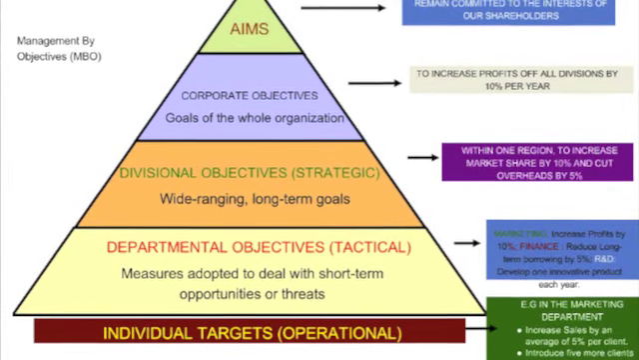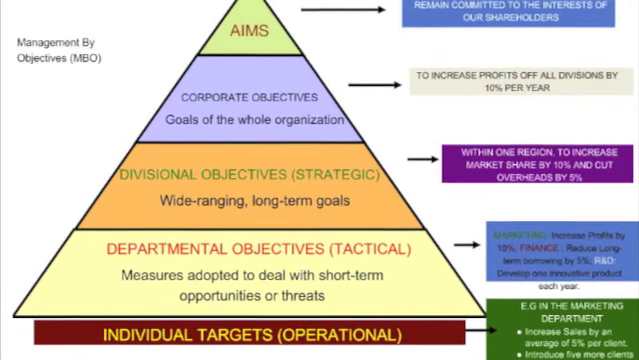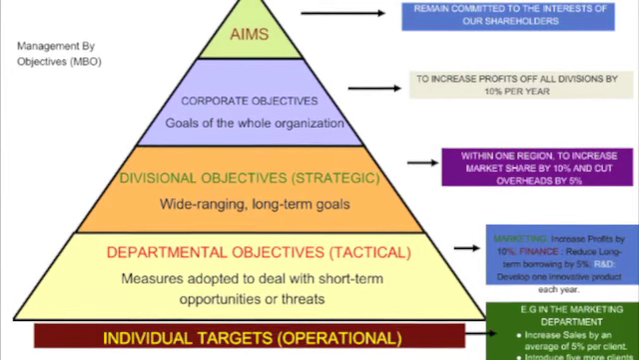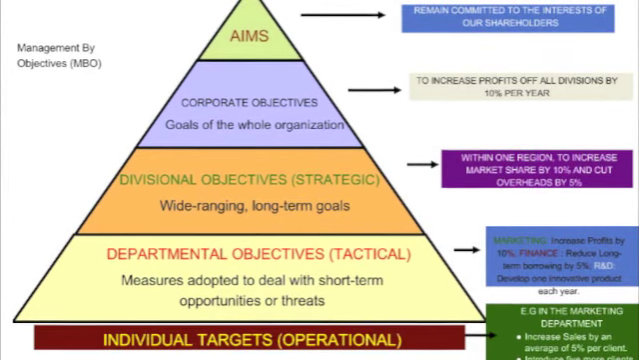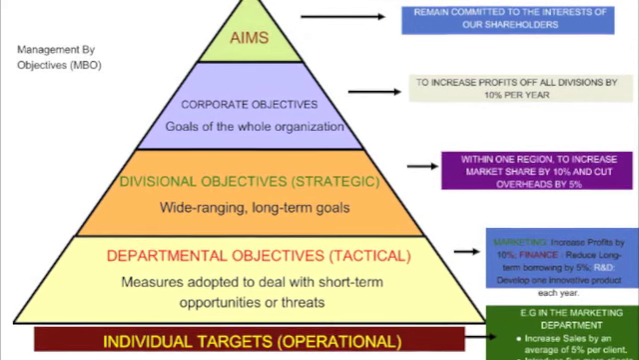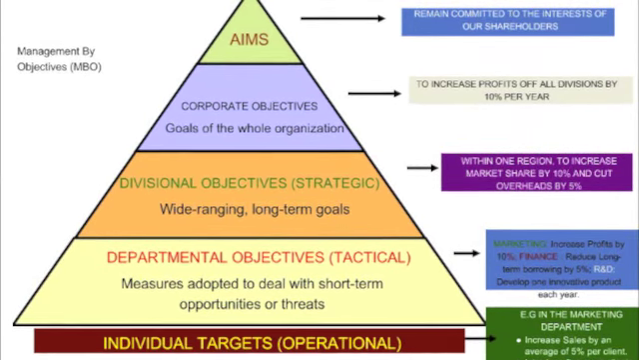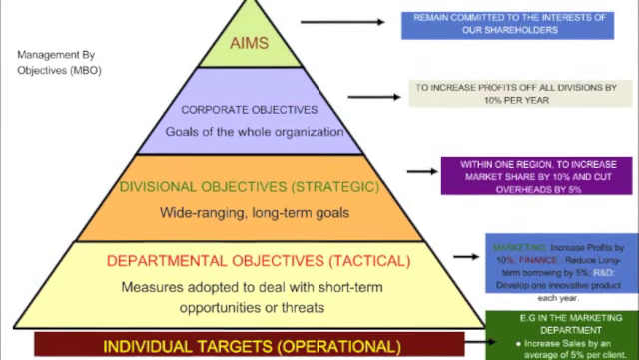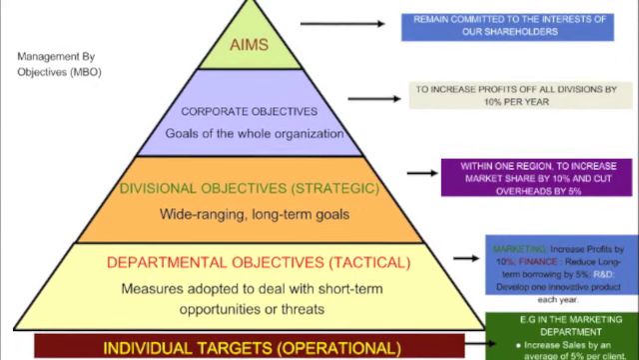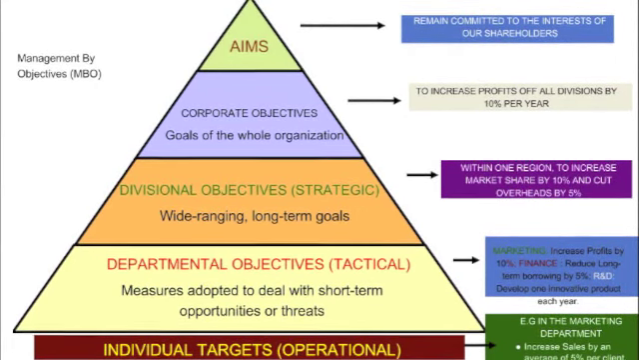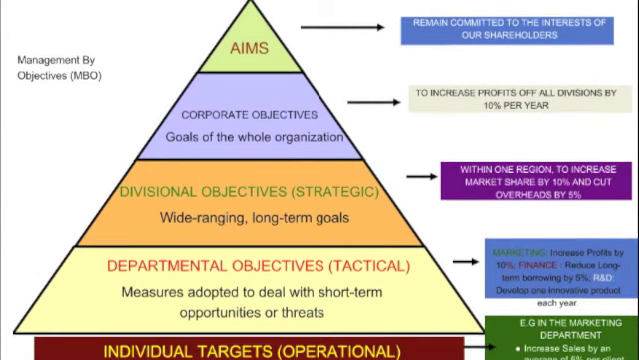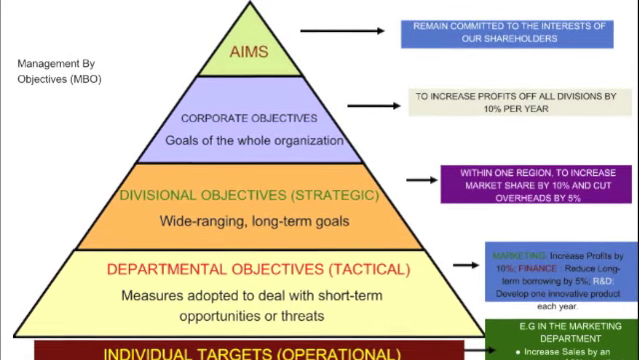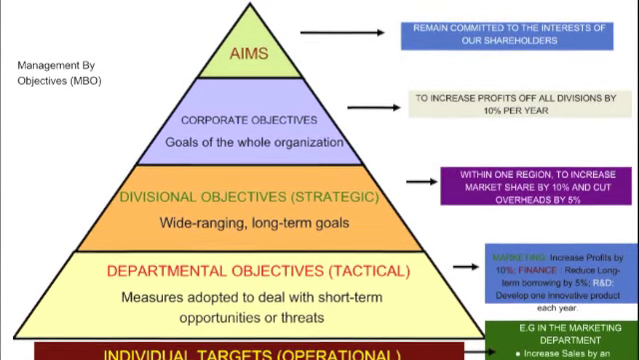Then the other departmental objectives, which are tactical. These are measures adopted to deal with short term opportunities or threats. In the case of marketing, this is to increase profits by 10%, and in the case of finance, to reduce long-term borrowing by 5%. In R&D, it is to develop one innovative product each year. Finally, there are the individual targets, which are operational. In this case, in the marketing department, it is to increase sales by an average of 5% per client and to introduce 5 more clients to the business each year. Through this diagram, we can now see how corporations divide their aims by categories.